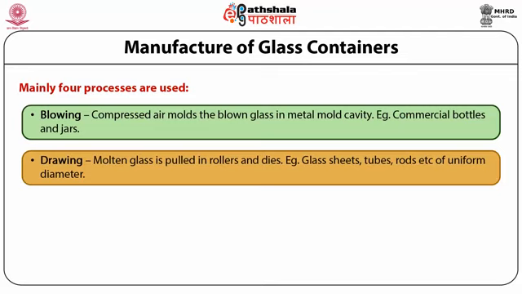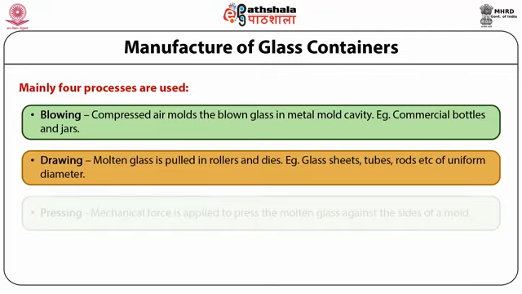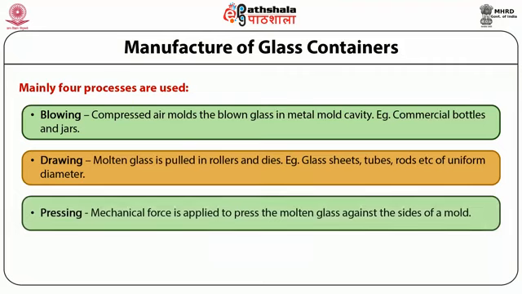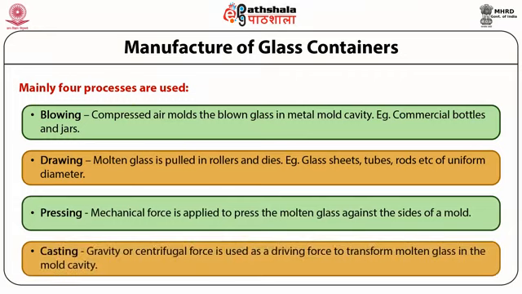of uniform diameter. Third method is pressing. Mechanical force is applied to press the molten glass against the sides of the mold. And the last one is casting. Gravity or centrifugal force is used as a driving force to transform molten glass in the mold cavity.